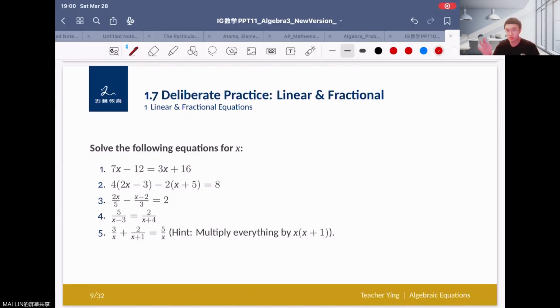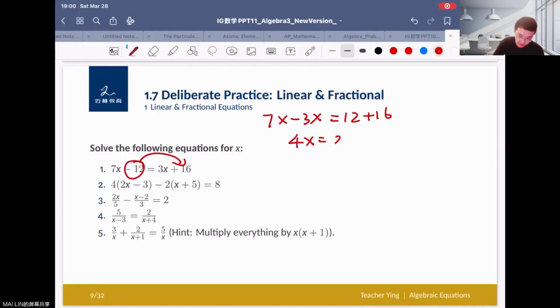First, you can move 3x and 7x to one side. So it's 7x minus 3x, right? And then move -12 to the right side. So it's 12 plus 16, okay? So here it's 4x equals 28. And now you can divide by 4 on both sides. So it's x equals 7, right? This is the first equation.